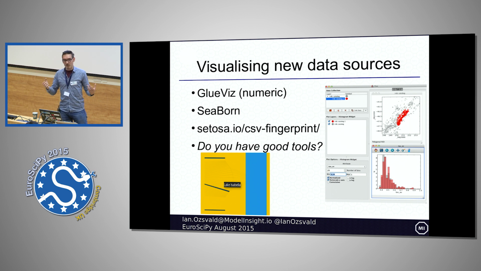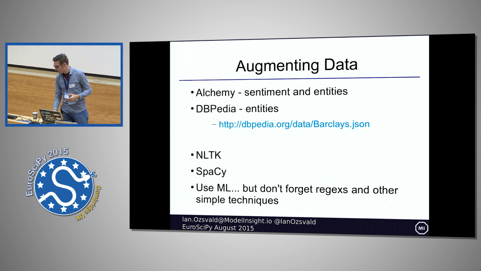But there aren't many other good tools. The CSV fingerprint gives you like a 1,000-foot view of your data, but nothing more in-depth. I'm really curious to know what kind of tools you have for working with natural language data. Please let me know, because visualizing it is the easiest way to communicate with your colleagues what's going on.